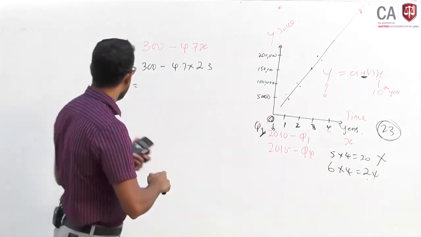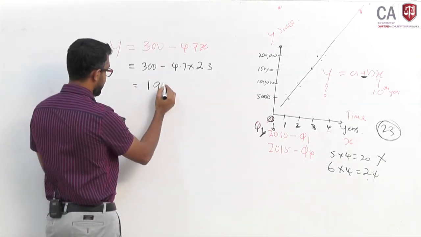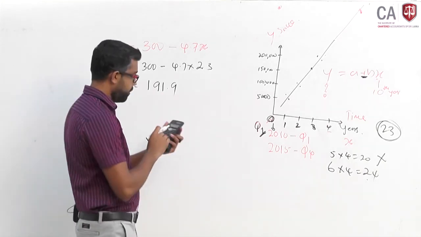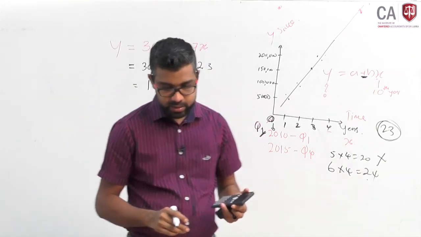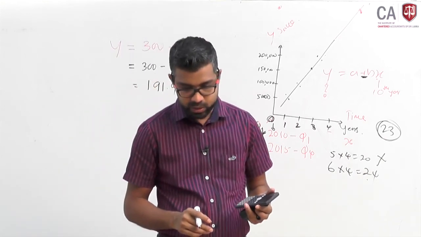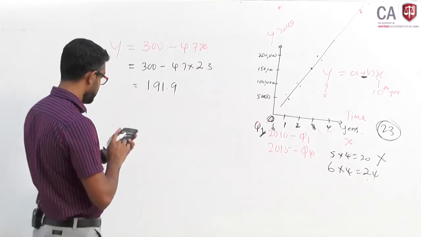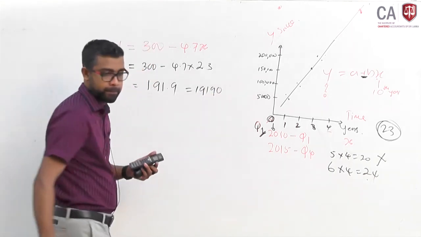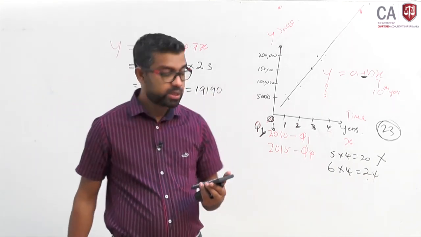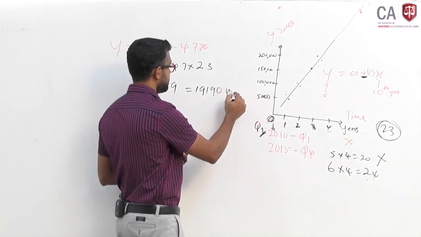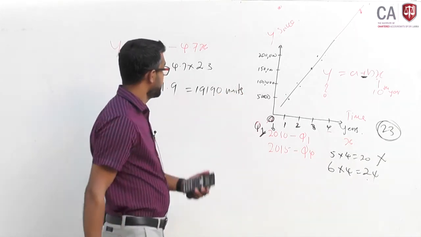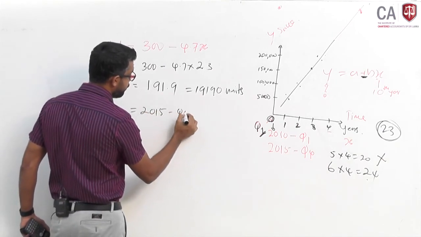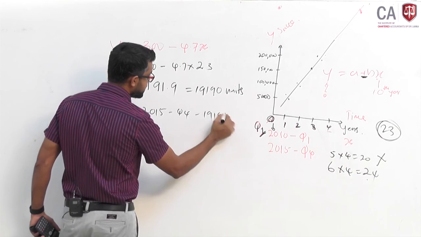109.9, which means if you multiply this by thousands, right? It is in thousands, yeah. 19,190. That is what? Sales units. This is in 2015 Q4, 19,110.